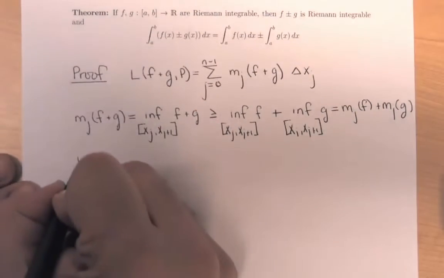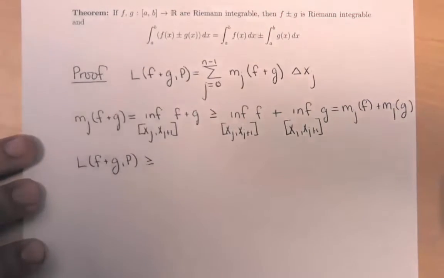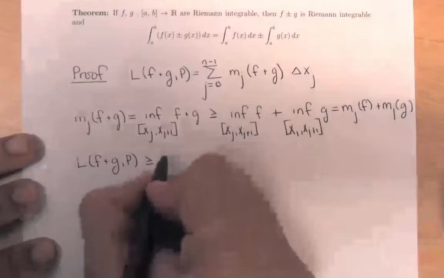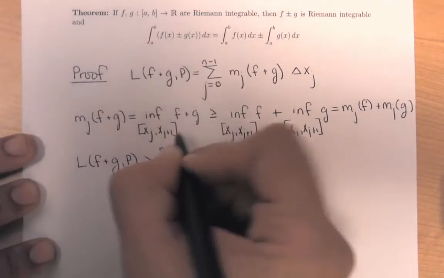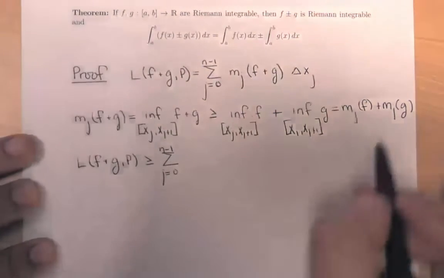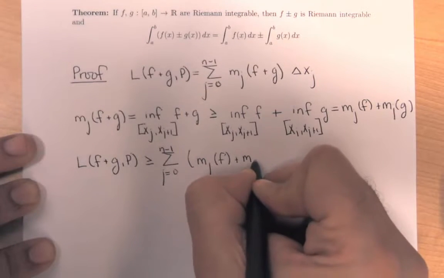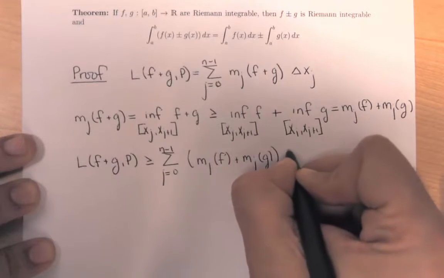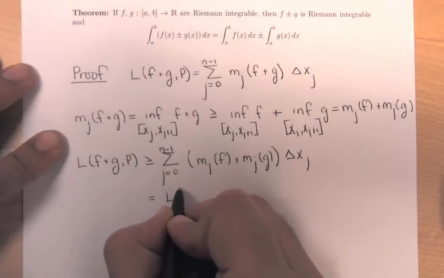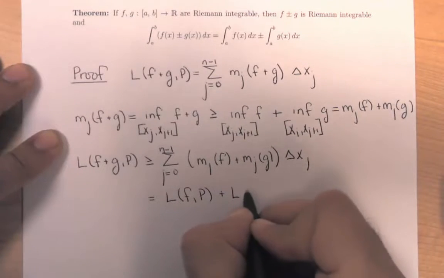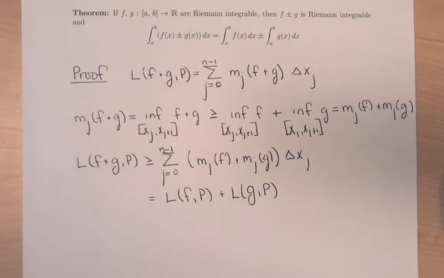Well, that means that the lower sum of f plus g over P is greater than or equal to the same summation, except I know that this term is greater than this term, which equals the lower sum of f over P plus the lower sum of g over P. And notice that my partition P here is arbitrary.